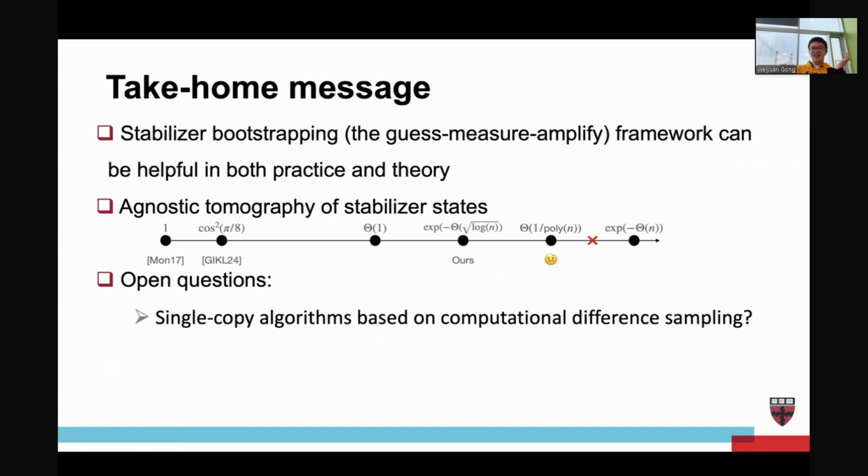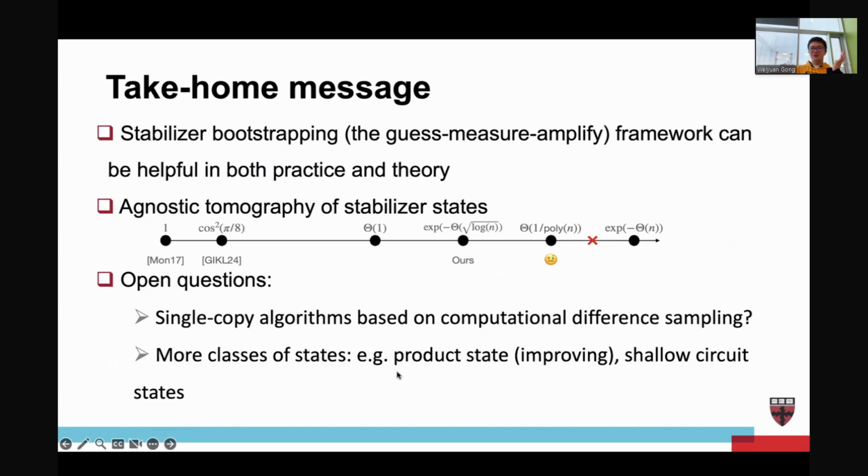And there are some open questions. Can we develop a single copy algorithm based on computational difference sampling for agnostic learning tasks? This is one open question. Another open question is, can we develop agnostic tomography algorithms for more classes of states, like product states? This is already covered by Ewin's and others' work, but their algorithm, I think, has n to the 1 over tau time complexity. So it is still an open question whether you can get a better algorithm. And you can also ask, can we get agnostic tomography algorithms for other types of states, like shallow circuit states or states that can be prepared by a bounded number of gates?